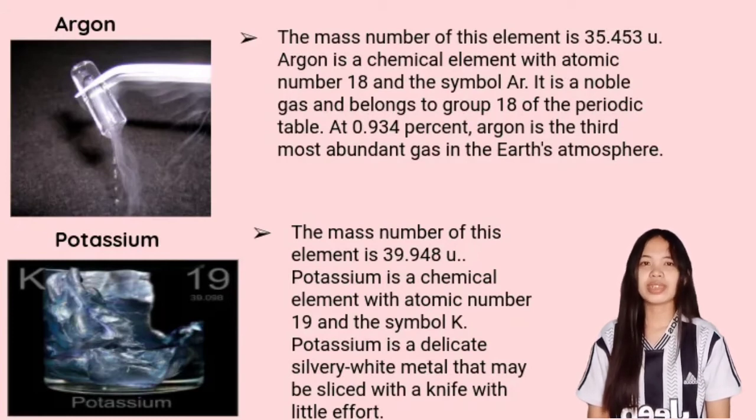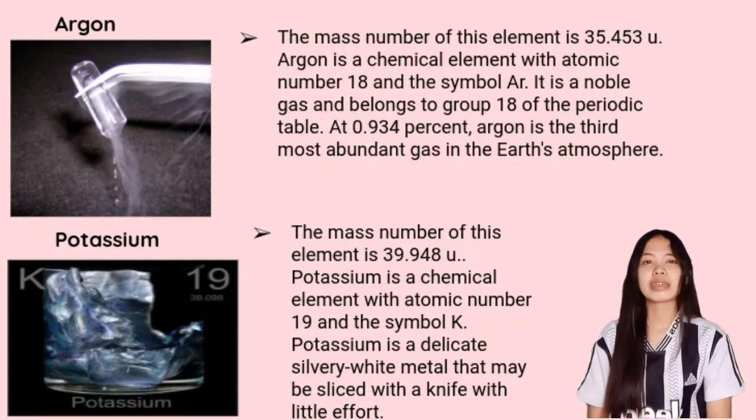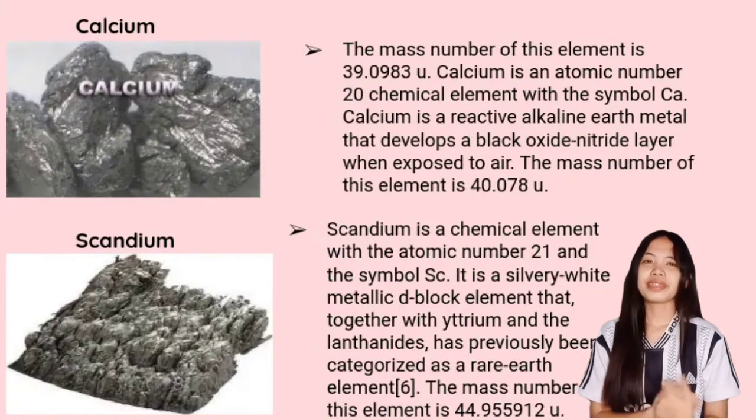Potassium. Potassium is a chemical element with atomic number 19 and the symbol is K. Potassium is a delicate silvery white metal that may be sliced with a knife with little effort. The mass number of this element is 39.0983 U.